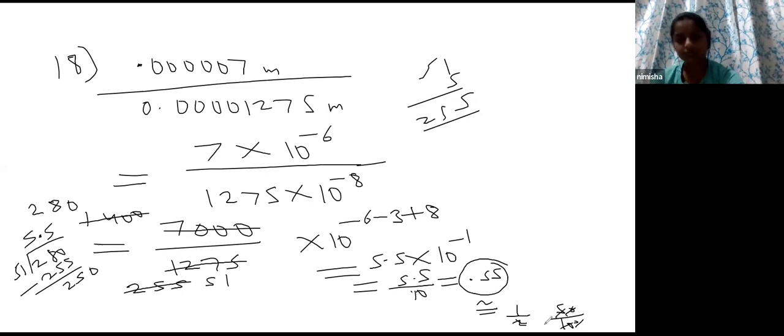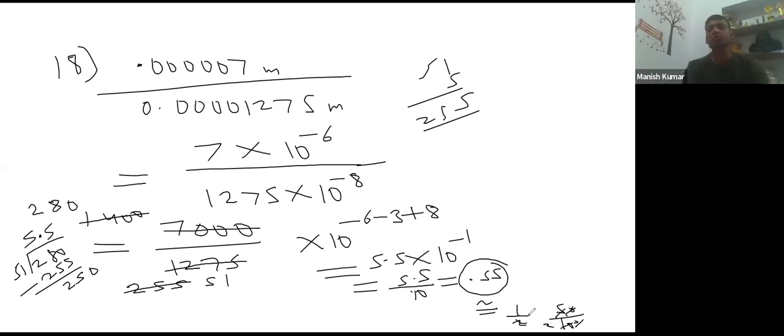Yes. 5 2s are 10. So it is nearest to 1 by 2, isn't it? Is that the option given? Yes.